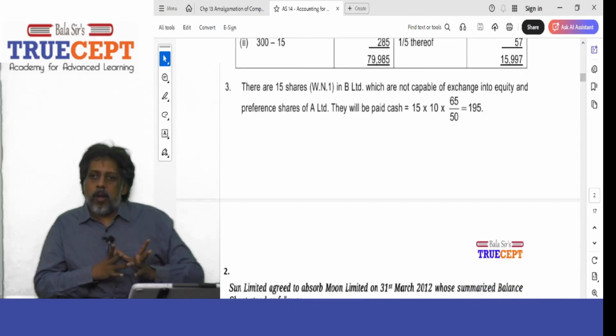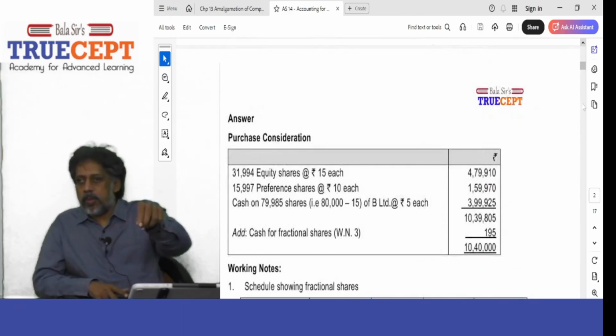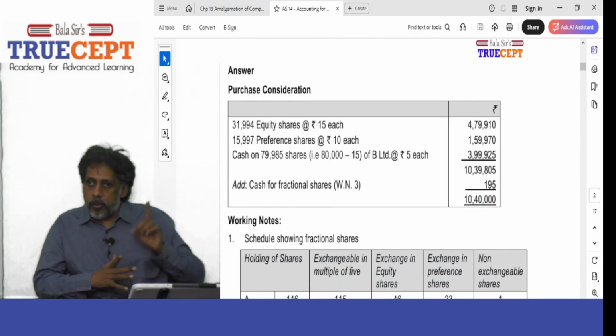But remember, on these 15 shares, you won't pay the 5 rupees once again in cash. Is that fine? Yes, sir. The 65 includes the 5 rupees also. That's why I showed the computation. Remember, I discussed the computation, how they got 65 rupees, including that 5 rupees in cash.